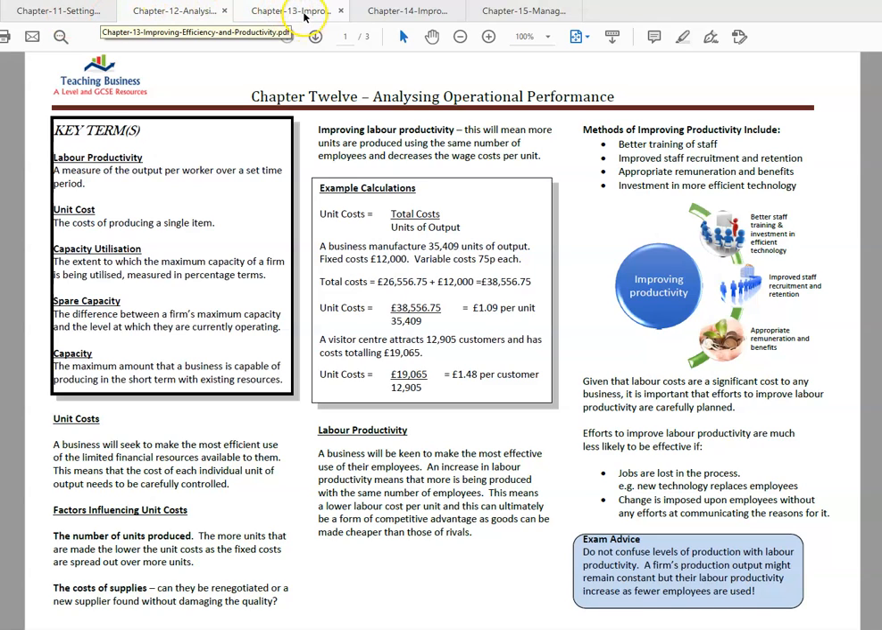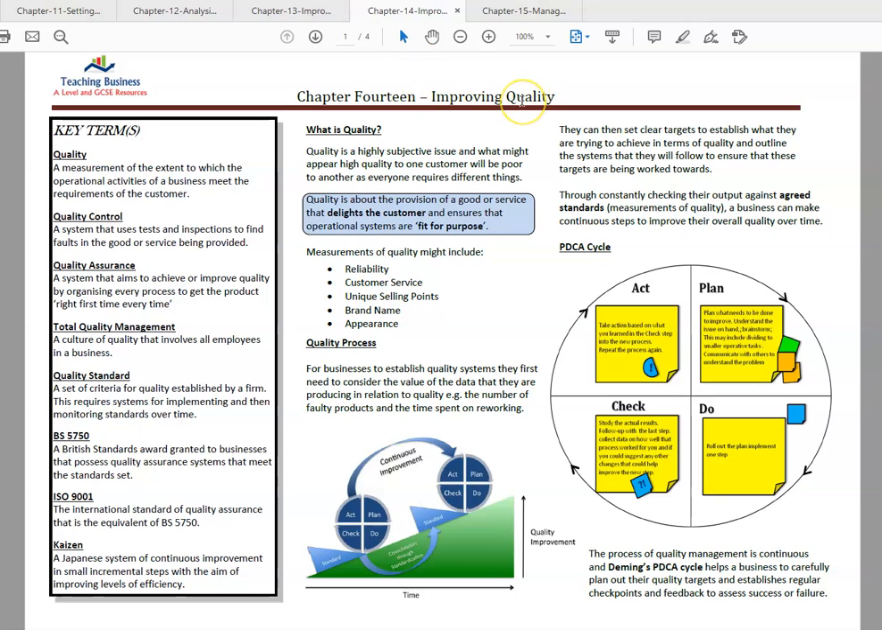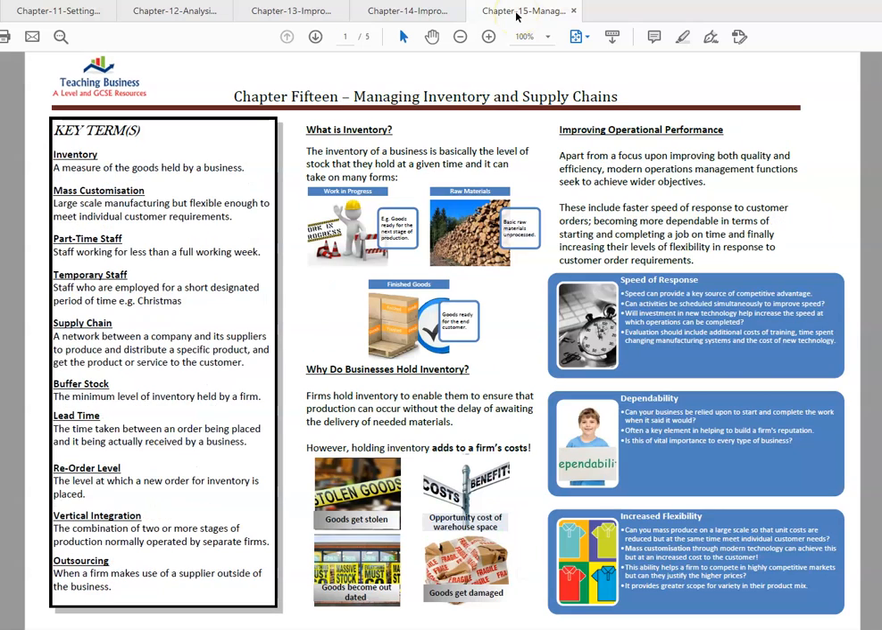Then the second section is making improvements. So that includes efficiency and productivity, and it also includes quality. And then finally, we're looking at how we can make sure that the inventory is managed carefully, so there's not too much or not too little stock, and that supply chains are managed. So those are the 3 sections.